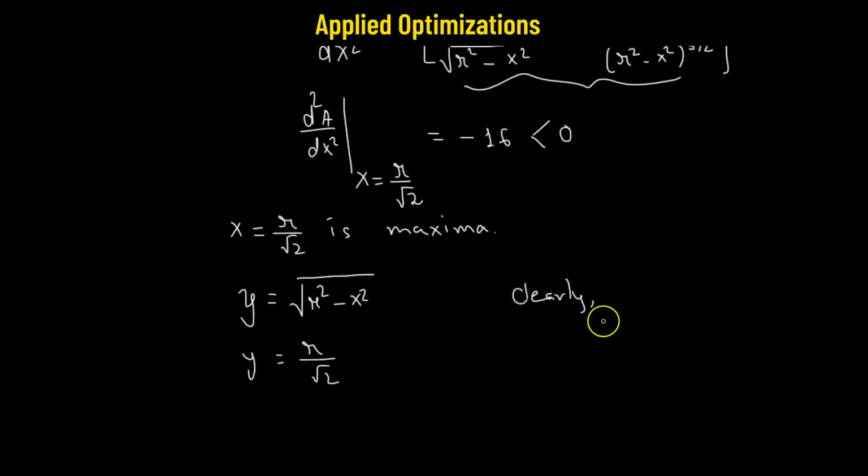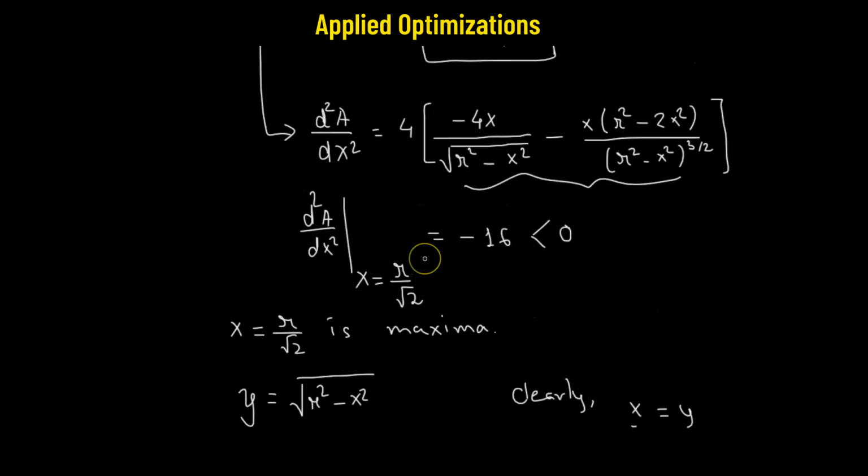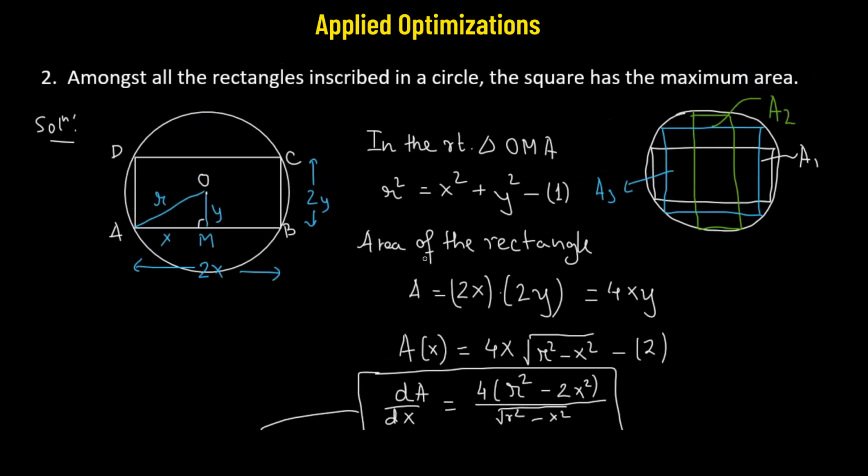Clearly the value of x is equal to the value of y, and when the length is equal to the width, we say that our rectangle is a square. Since this area is maximum, our initial statement holds: amongst all the rectangles inscribed in a circle, it's the square that is going to have the maximum area.